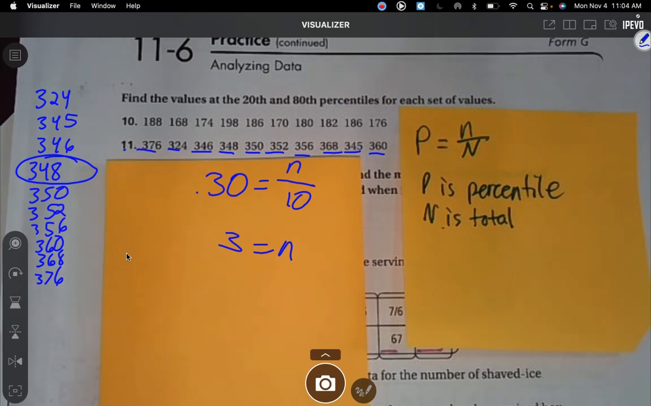So how do you get the 80th? I would do 0.8 equals, because I did the 30th percentile. I didn't even do the 20th or 80th. If I wanted the 80th percentile, I would put this right here, and I would count 8 and pick my next number. And if there's 20 numbers, then you would divide by 20. This big N, where I put my 10, is how many numbers there are.